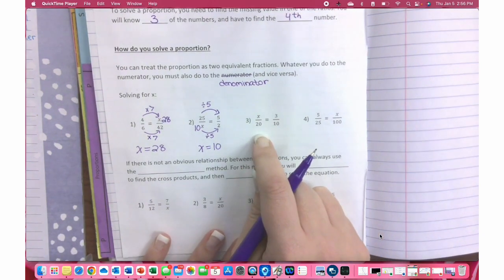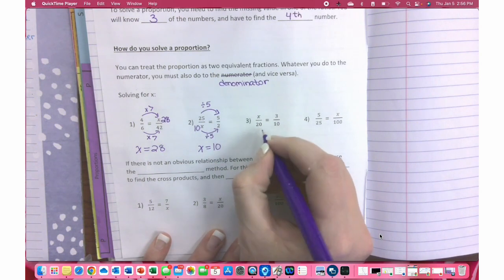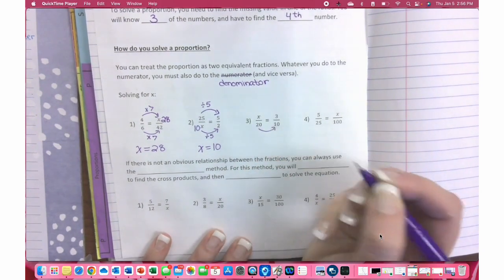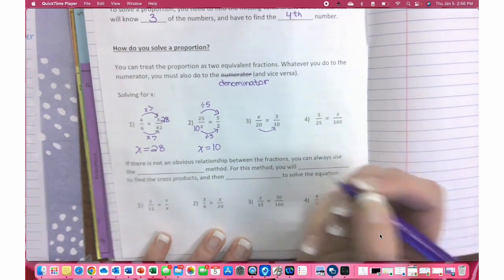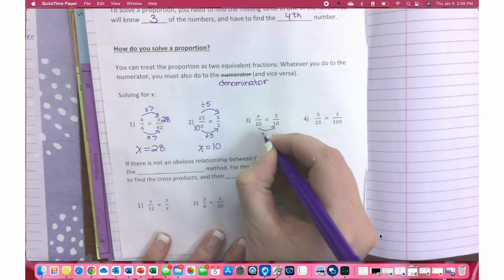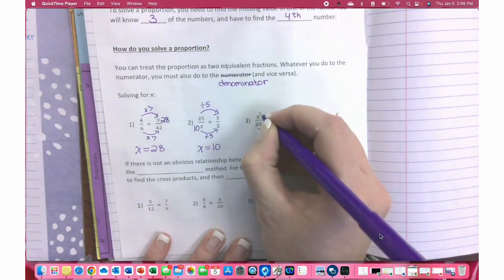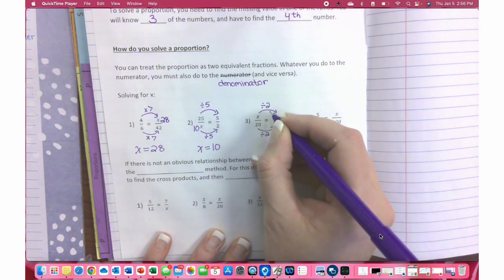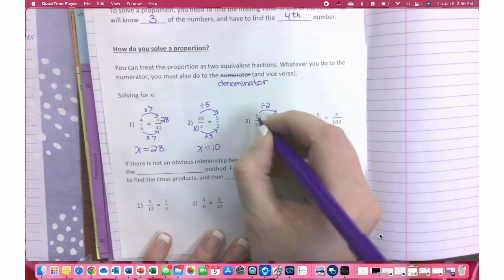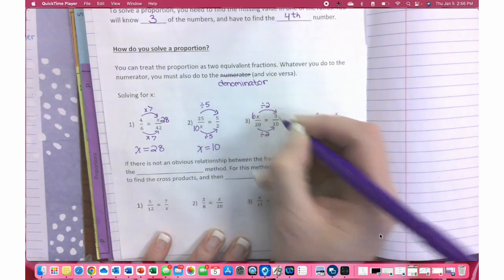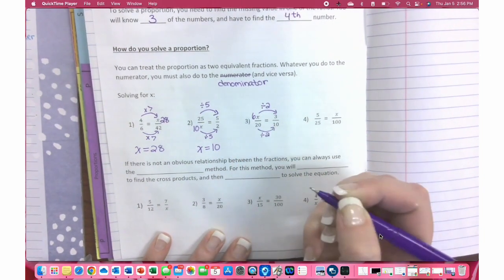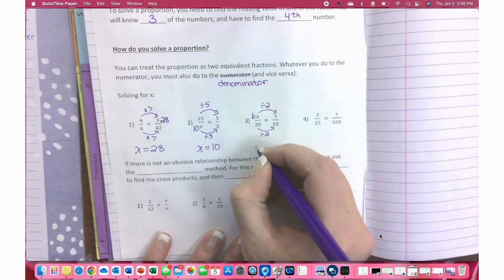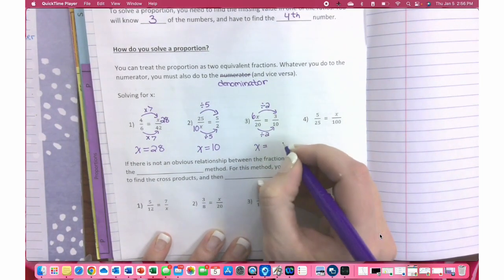Going on to number 3. The two numbers I know are in the denominator, so I'm going to see how does a 20 turn into a 10. It's getting smaller, so I'm dividing by, in this case, 2. So I would have to divide by 2 in the numerator as well. So I have to figure out what number divided by 2 would give me 3. Well, 6 divided by 2 would give me 3. So since 6 would fit where the x is, that means x is equal to 6.